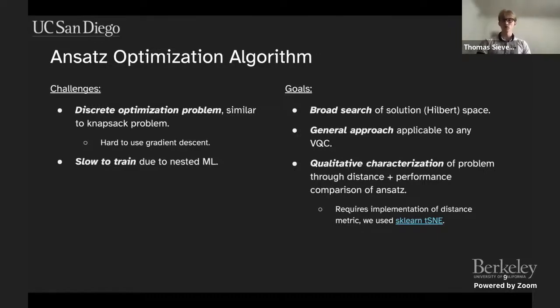In terms of goals, we want it to search really broadly over the Hilbert space. That's kind of the whole point of doing this. It should be general, so you could apply this to any VQC. And ideally, it would have some kind of qualitative characterization of the problem space. We decided to do this through a combination of a distance and performance comparison of different ansatz. In order to do that, we had to figure out a way to determine a distance between two ansatz, and we basically used scikit-learn's t-SNE algorithm, and I'll talk more about that later on.